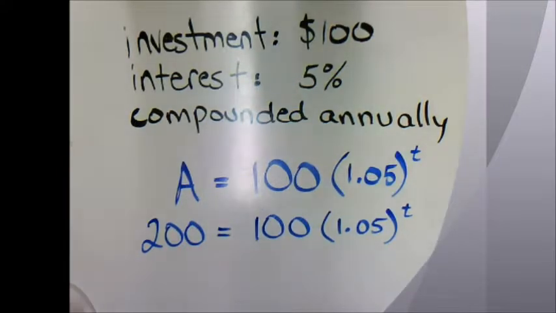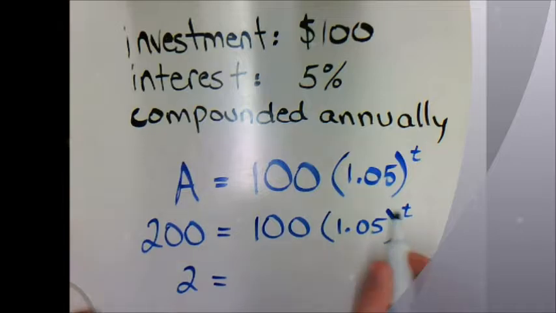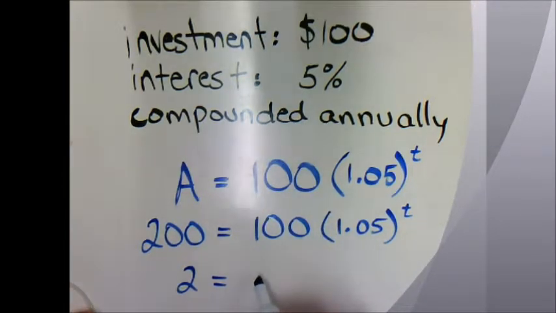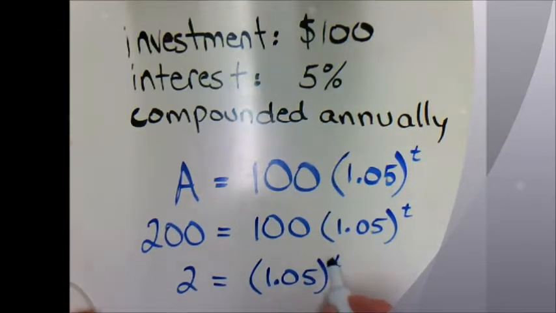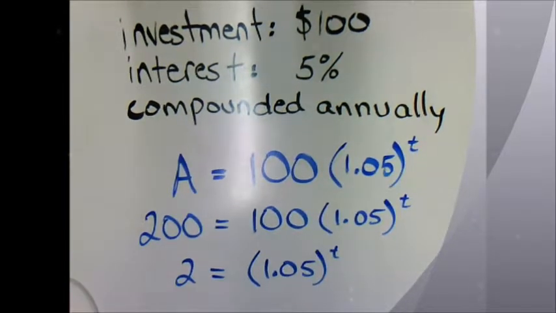My first step is going to be to divide both sides by 100. 200 divided by 100 is 2. And 100 times 1.05 to the power of t, divided by 100, just cancels out the 100. So we're left with 2 equals 1.05 to the power of t. Well, now we're left with something that looks fairly familiar. We want to find the value y, the exponent y, to which we have to raise the base b in order to come up with the value x. So let's write this in logarithmic form in order to solve.